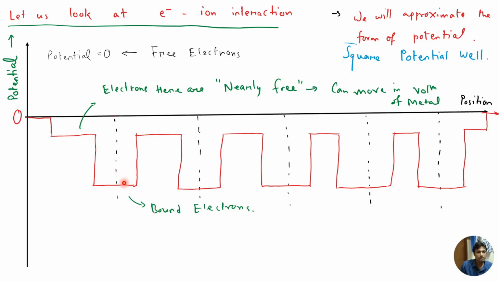So we now have three types of electrons. The bound electrons are confined in this well, they cannot move out of this well. Here there will be some bound electrons, and one electron this ionic core has donated to the nearly free electrons. So the three types of electrons are: bound electrons, which are confined to each of these wells; nearly free electrons, which are confined to the volume of this metal; and free electrons, which are out of the boundary of the metal.